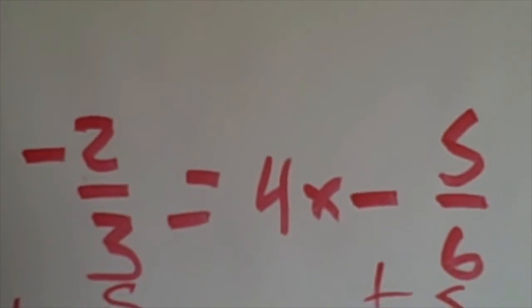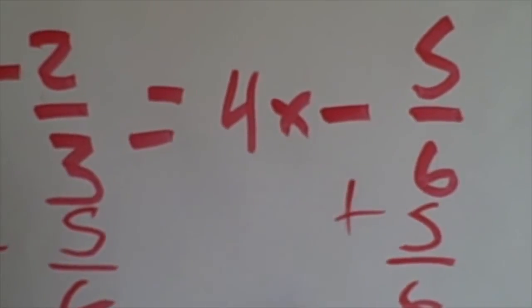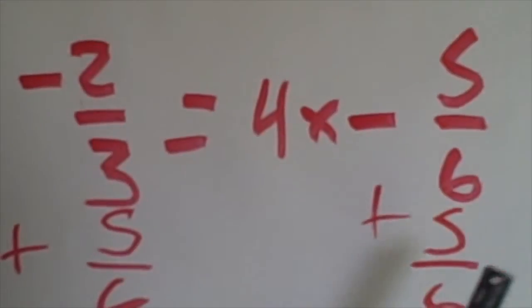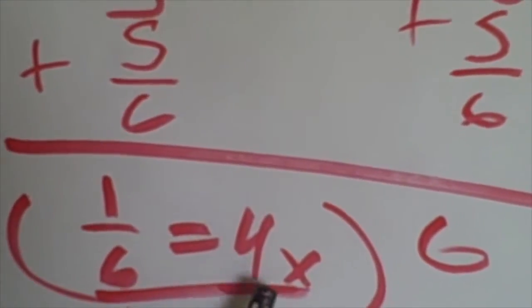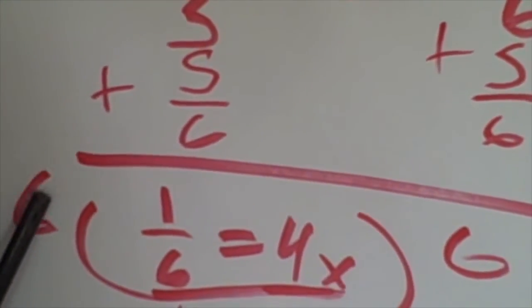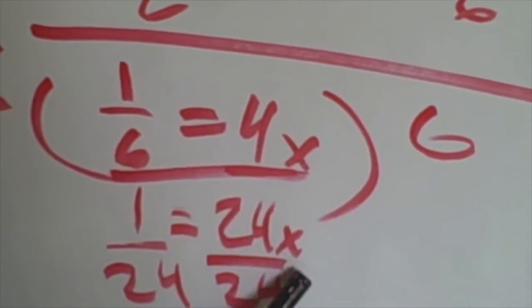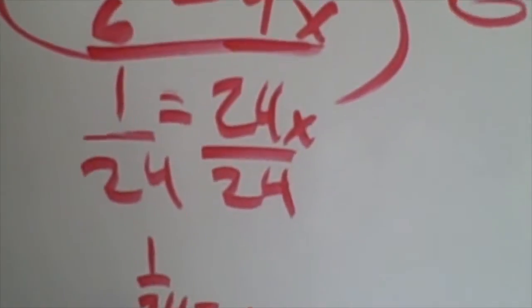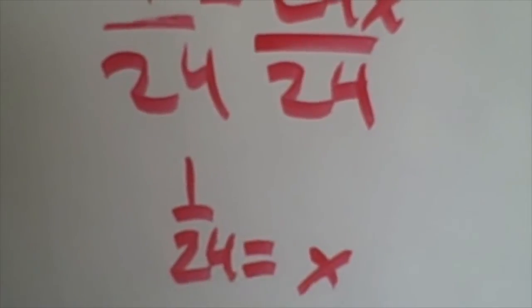So negative 2/3 is equal to 4x minus 5/6. You use the inverse operation of 5/6 to isolate the variable. So the inverse of negative 5/6 would be positive 5/6. So you add 5/6 to both sides. It becomes 1/6 equals 4x. You get rid of the fraction by multiplying by 6 on both sides, and it becomes 1 equals 24x. You divide by 24 to isolate the variable, and it becomes 1 over 24 equals x.